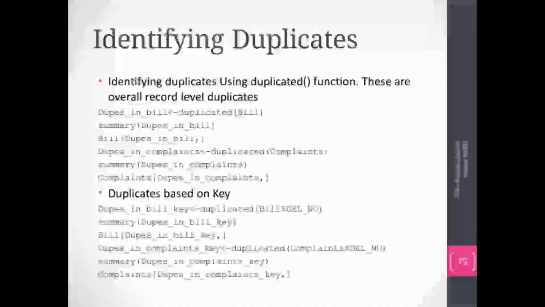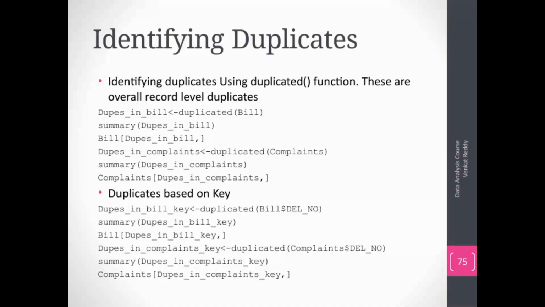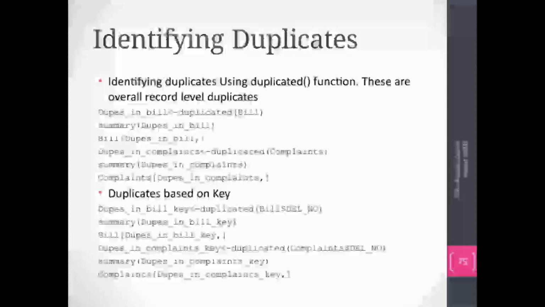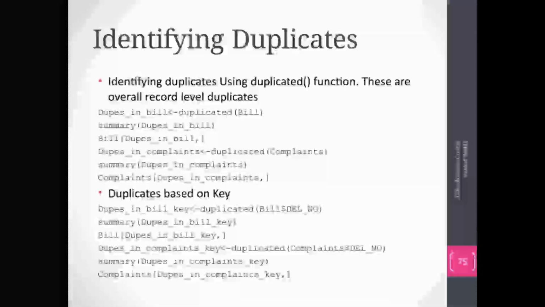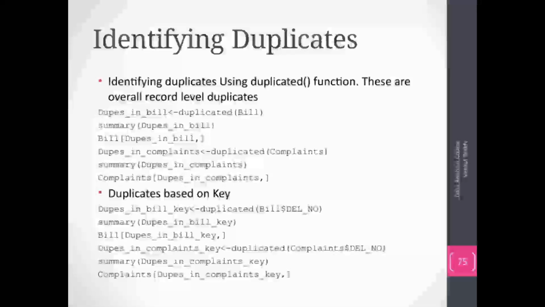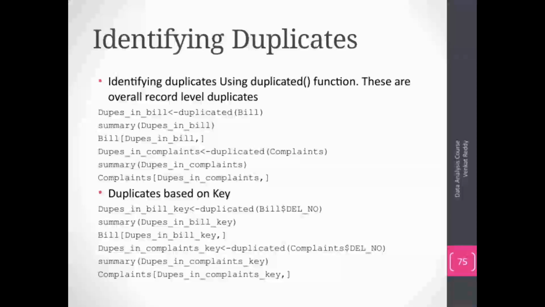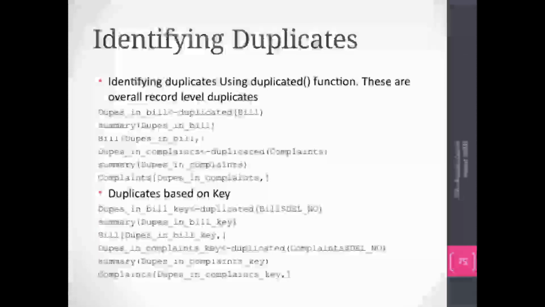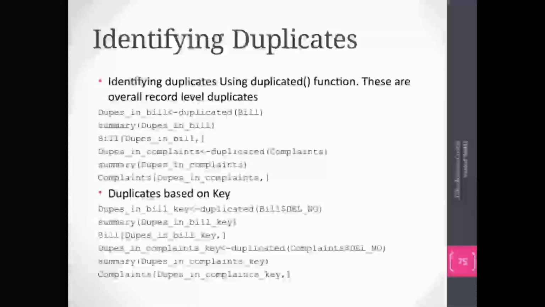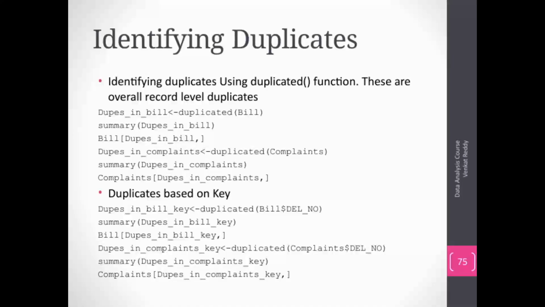The key takeaway here is that identifying duplicates, whether at the record level or based on specific keys, is essential for cleaning our data and ensuring accuracy before analysis. This process helps us pinpoint redundancies and potential data quality issues, which is a critical step in any data analysis project. Now, let's talk about removing duplicates in our data analysis course.